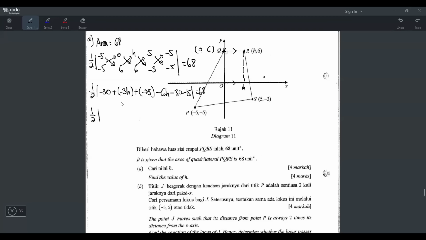Okay, now we can solve whatever inside the modulus. So h with h can do, number with number can do. -3 minus 6 is -9h.